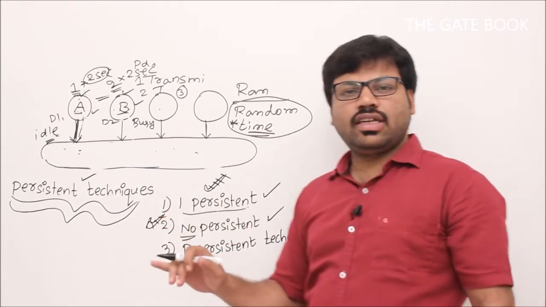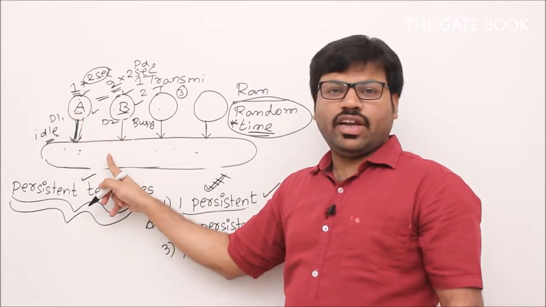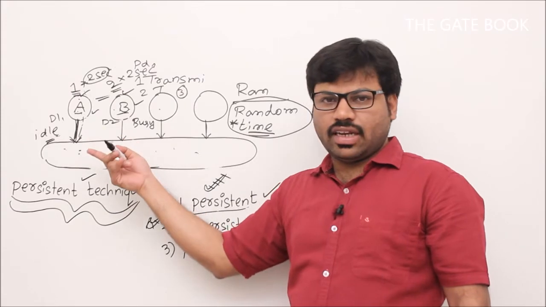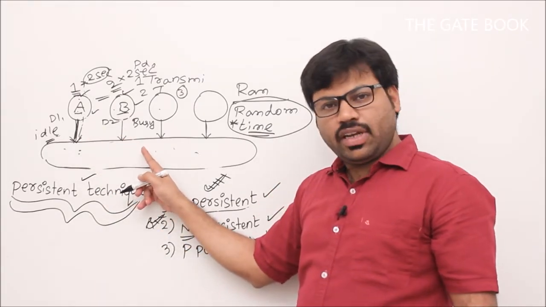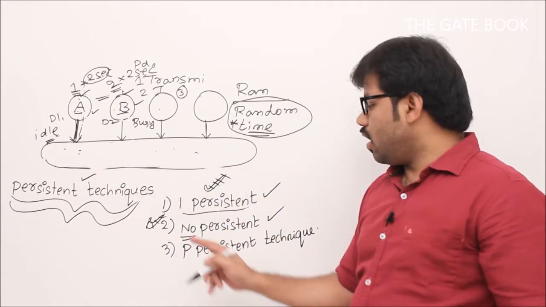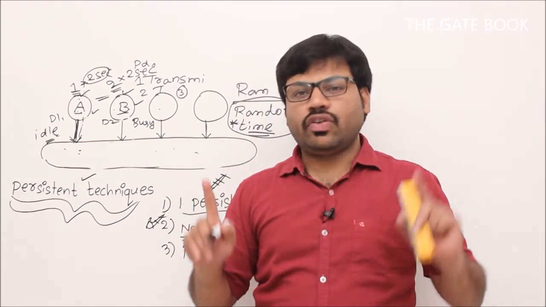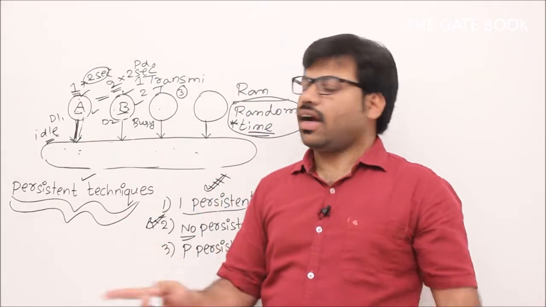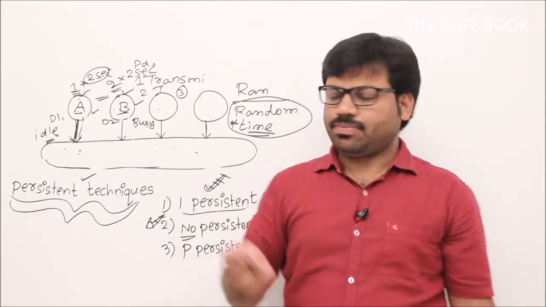Now let's summarize these two ideas. In the one persistent technique, whenever the channel is busy, stations will wait and keep on sensing, and whenever the channel becomes free, they immediately send. That is one persistent. In non-persistent, whenever the channel is busy, stations are going to wait for a random amount of time and again sense the channel. This will be repeated.